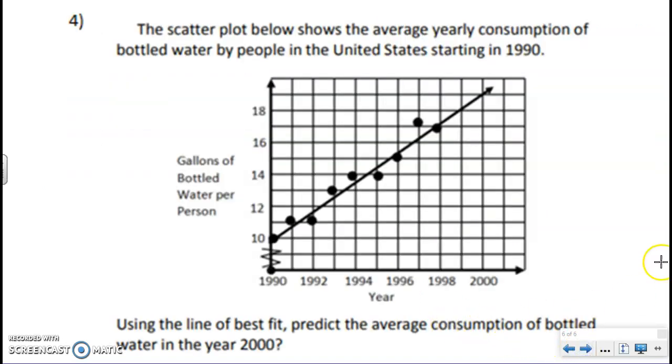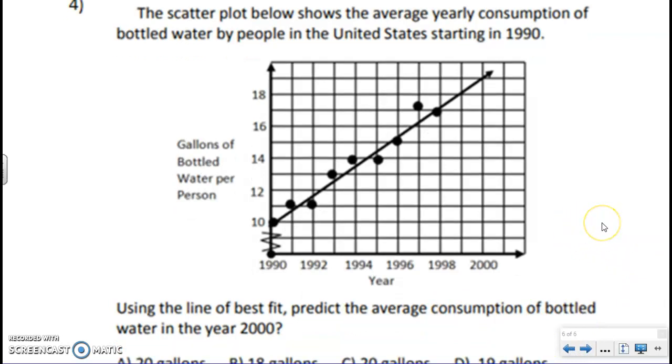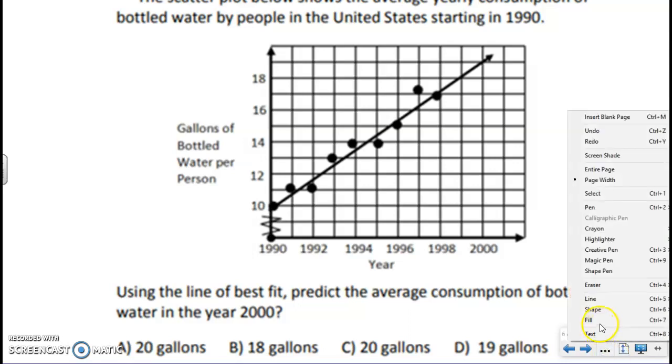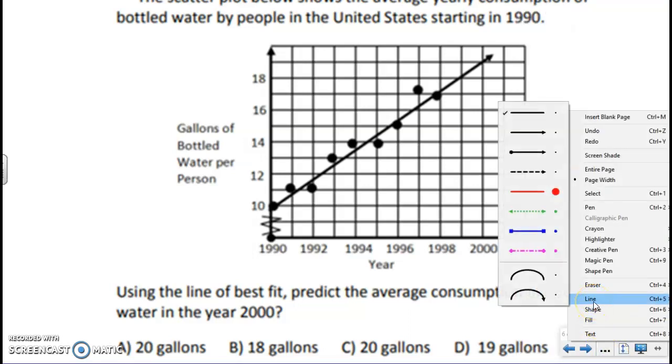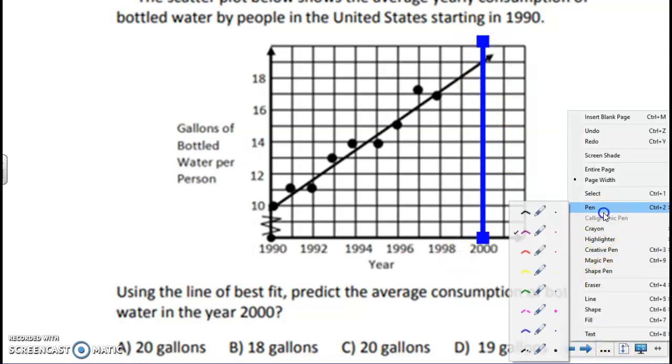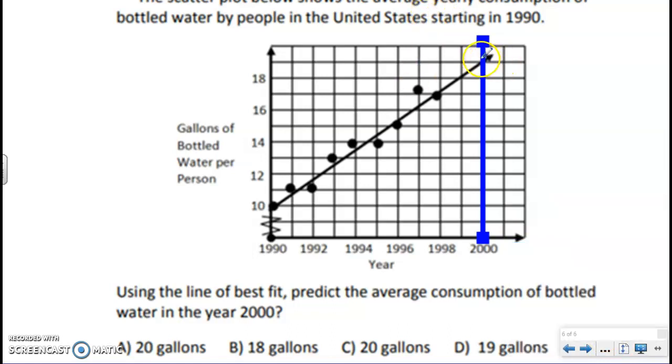Last one. Okay, there's a multiple choice problem. The scatter plot below shows the average yearly consumption of bottled water by people in the United States starting in 1990. Using the line of best fit, which is already drawn in there, predict the average consumption of bottled water in the year 2000. Okay, this is obviously an older example because we're well past 2000. But if I were to look at 2000 and go up to my line here, and I'm drawing a blue line in there so you can see it easier, notice that in the year 2000, we're about here, which is 19 gallons, which would be option D.